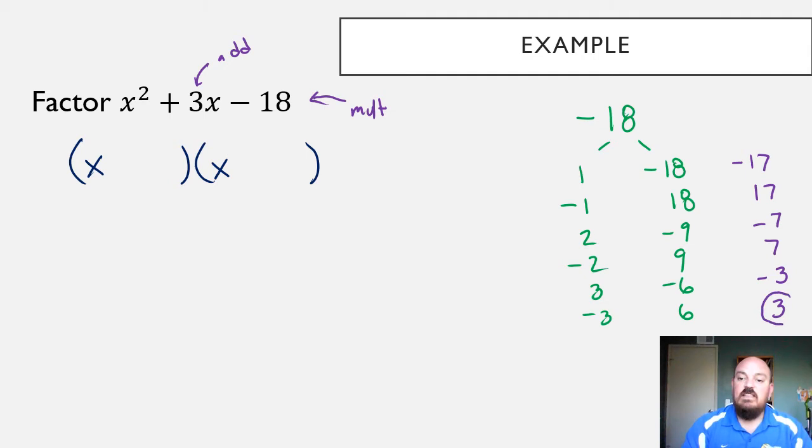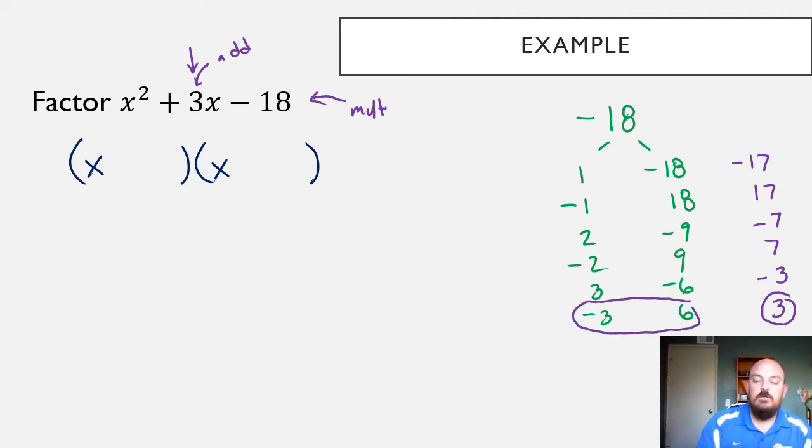Now, as soon as I find that positive 3, remember, that's what I'm looking for right here. Those are the two numbers that I want in my factors, a negative 3 and a positive 6. So what you do is go back to we already set up our framework for our answer. After one of the x's, put a negative 3. After the other x, since it's a positive 6, you put plus 6. And that's it, you're done. Box it up and you're done.